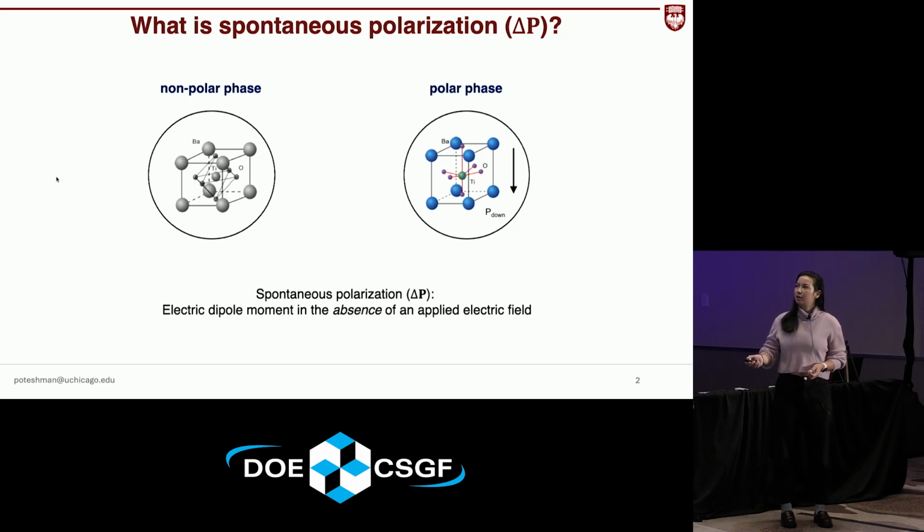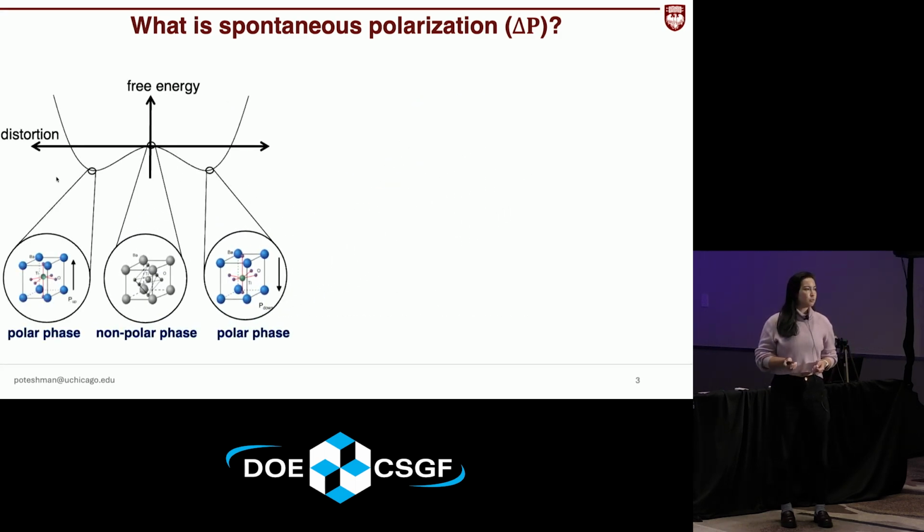Most materials are in a nonpolar phase where there's a high degree of symmetry. So on average, the positive and negative charges cancel out and we get an electrically neutral material. In polar materials, which is what we focus on, there is some sort of distortion or asymmetry in the configuration of atoms such that now there isn't this cancellation of charges and you end up with a material with an electric dipole moment, even in the absence of an externally applied electric field. We observe this for polar materials because they're at a lower ground energy than their symmetric counterpart.